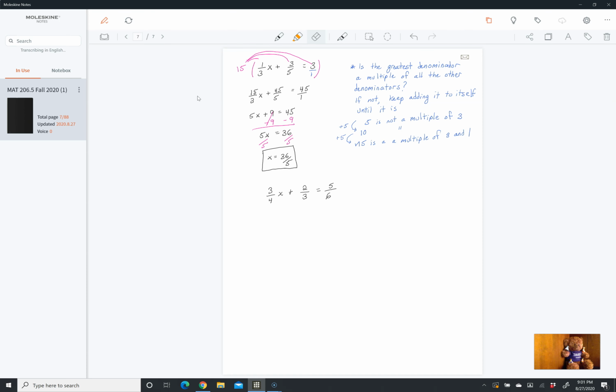Okay. So again, we need to solve this. So we have a fraction on this side now, which doesn't change anything. We're going to go to the 6 and we're going to say, is this 6 a multiple of every other denominator? And it's not, right? 6 is a multiple of 3, but it is not a multiple of 4.